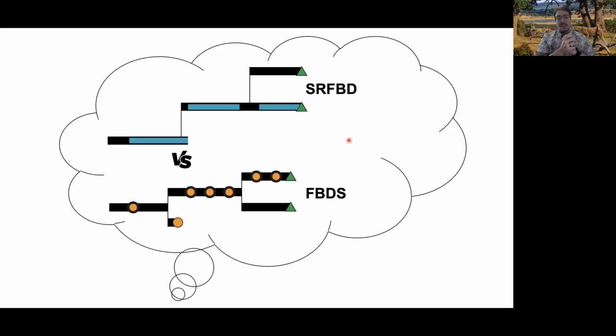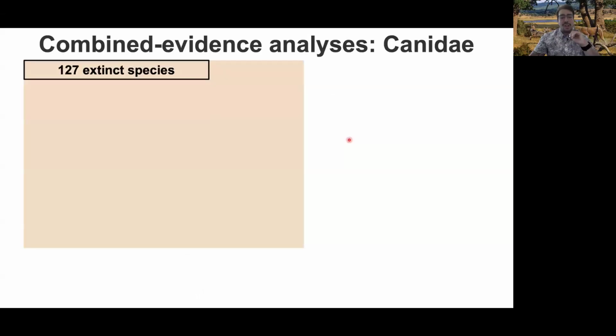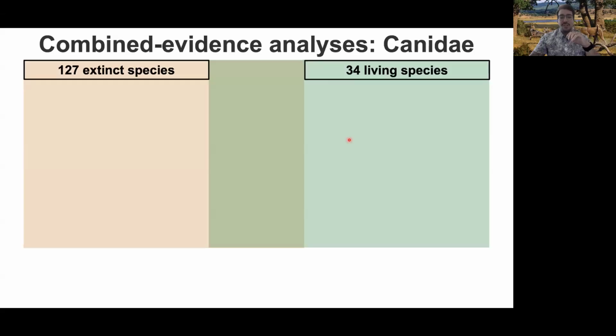I got really interested in this question when I was trying to build a phylogenetic tree of canids for application with some comparative methods. So I'll talk to you about my canid analysis, and then my simulation setup was just sort of mirrored on my canid setup. So we'll follow that thread. In terms of my canid analysis, we have 127 extinct and 34 living species. So this is the biggest phylogenetic tree of canids built from scratch to date.